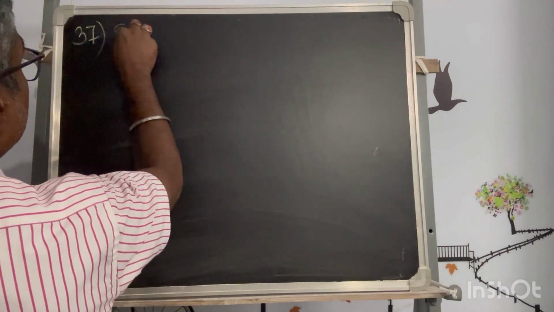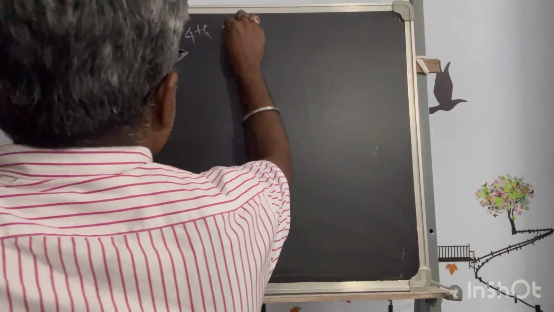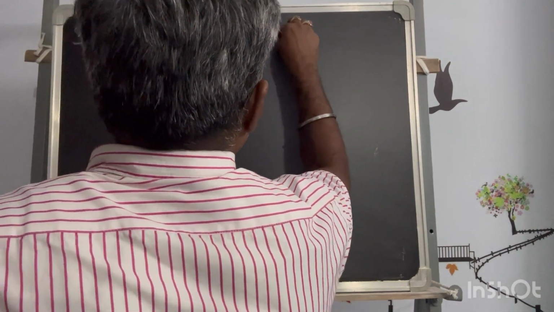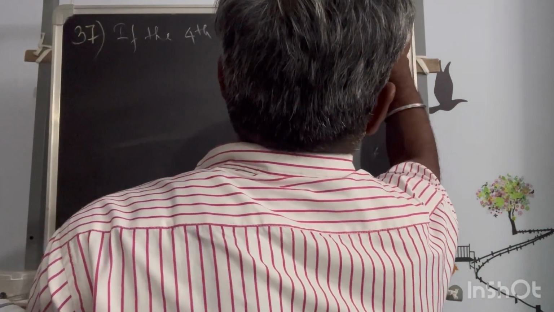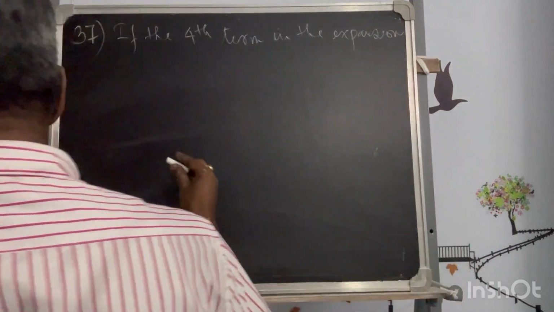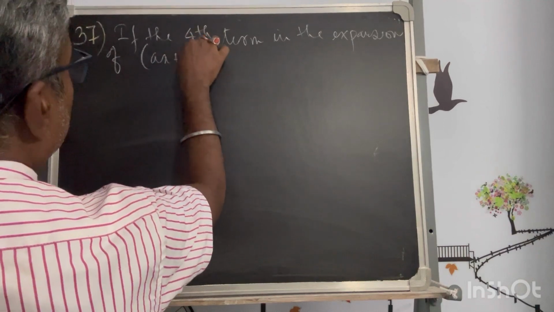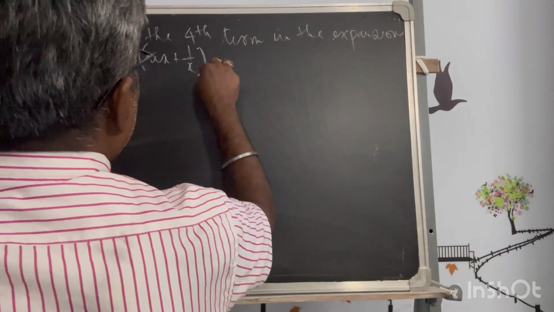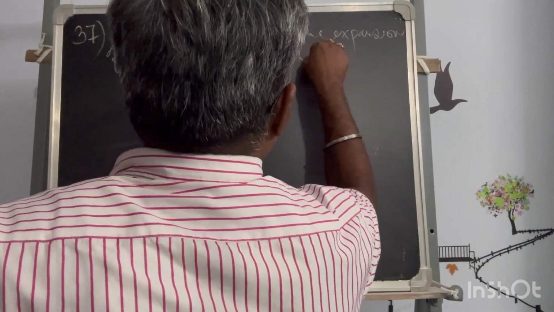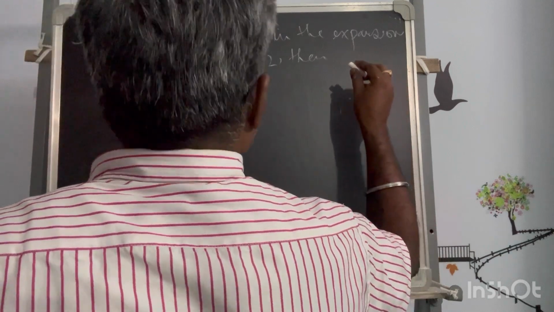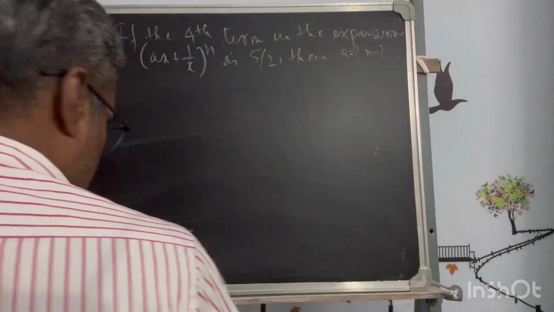If the fourth term in the expansion of (ax + 1/x)^n is 5 by 2, then a and n we have to find.